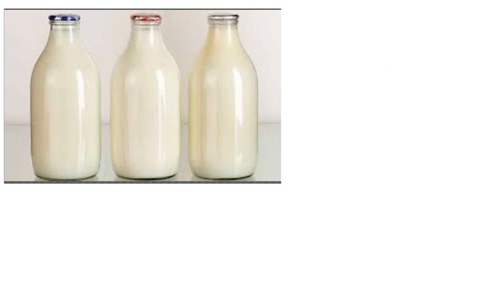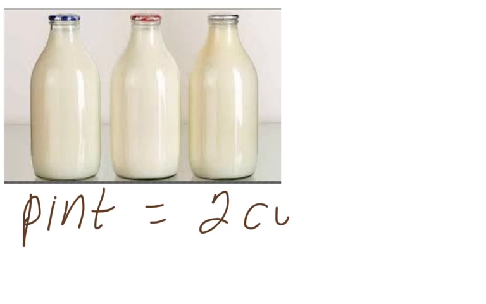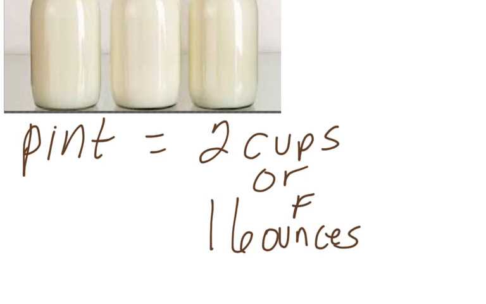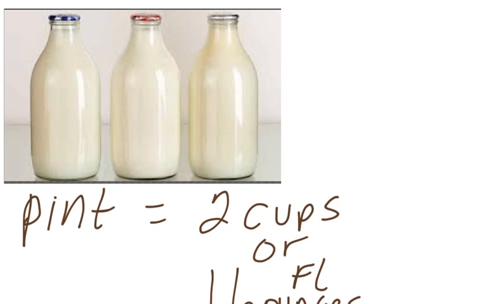Then the next thing is going to be a pint, right? So a pint can also be 2 cups together, or 16 ounces. And that's 16 fluid ounces, okay? That's not a T, that's an L. So think of some things around your house that are a pint, or about 16 fluid ounces.